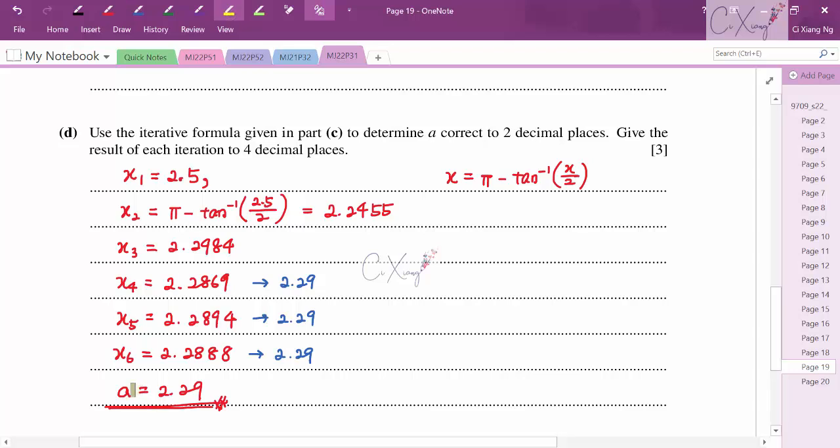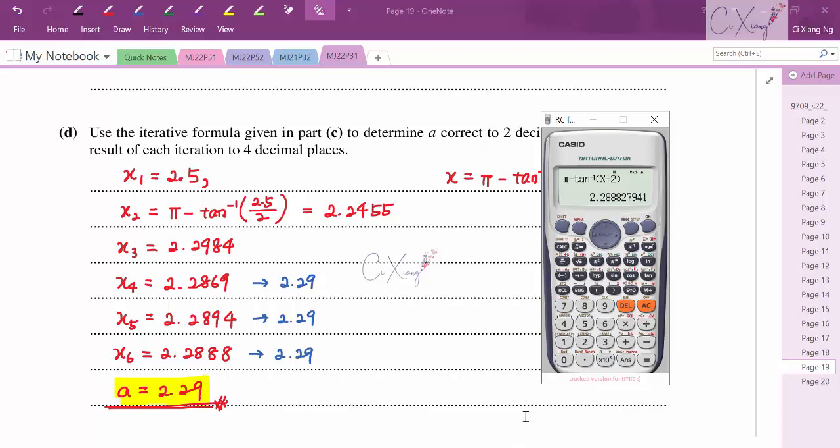Okay, so please take note that for this question, you need to make sure that all your iterations must be in 4 decimal places, and your final answer for the root should be 2 decimal places. And another thing to take note of is when you press the calculator here, please have a look at the unit of the angle here. It is in the unit of radian, so to ensure that you get the correct value like what I get here.